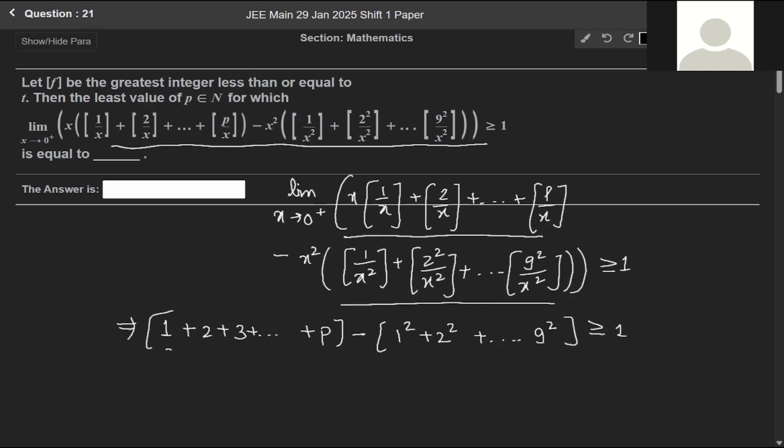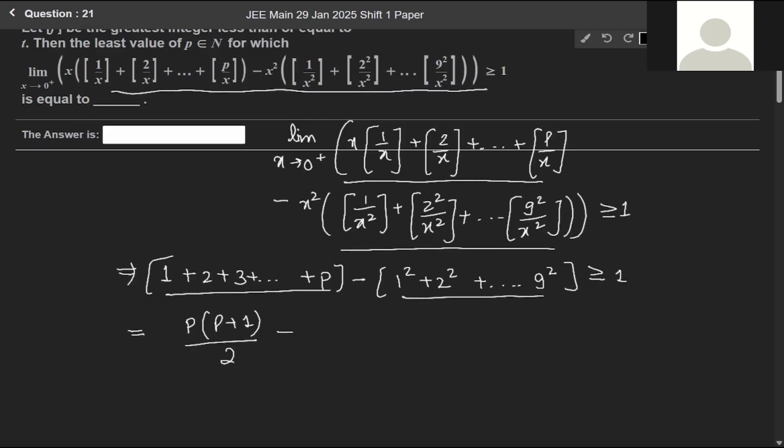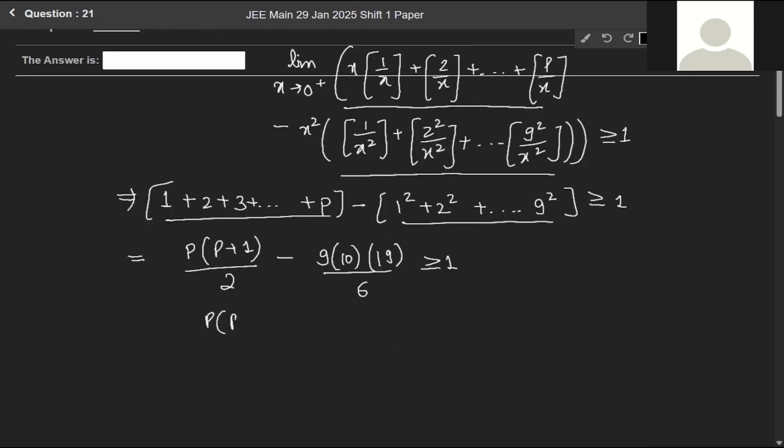Okay, so we can write it as 1 plus 2 plus 3 up to p. We can write it as (p plus 1) over 2 minus, and for this we can write 19 over 6, and it is greater than or equal to 1. So when we solve it, we get (p plus 1) over 2 greater than or equal to 1 plus 19 over 6.